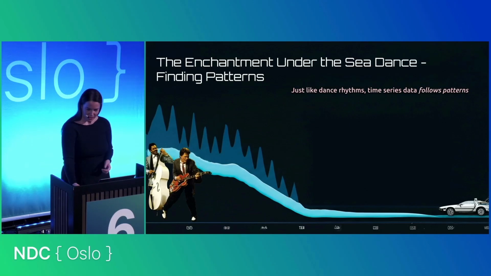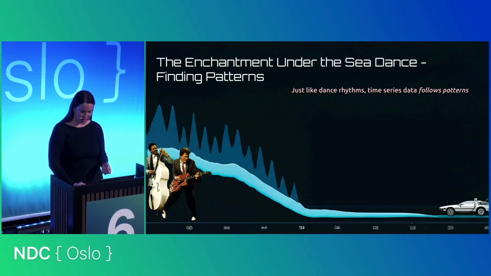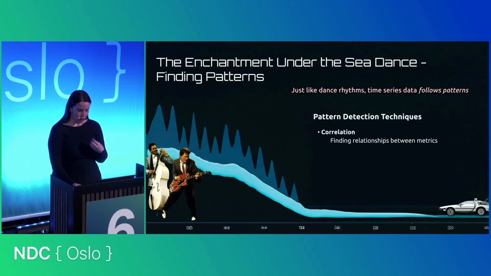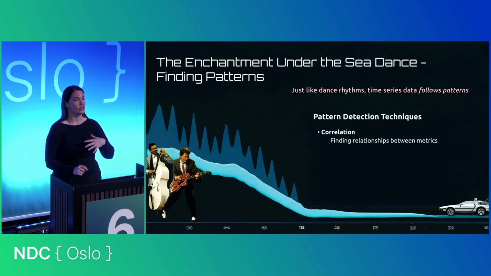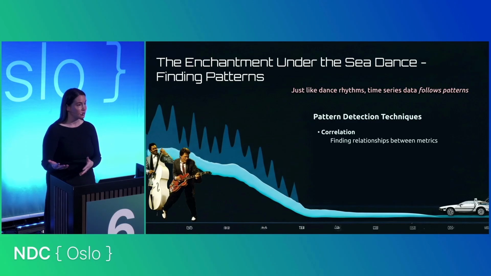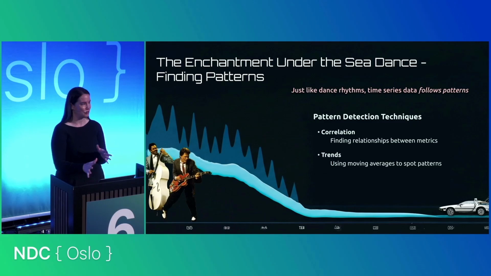All right. One of the most valuable aspects of time series analysis is finding patterns in historical data. Just like dance rhythms, all of these have patterns, you know. Time series data follows identifiable patterns as well. There are several techniques we can use to detect the patterns. Correlation helps us find relationships between different metrics. For example, does the CPU usage correlate with memory consumption? Trend analysis uses moving averages and helps us spot longer-term directions in our data, smoothing out short-term fluctuations.